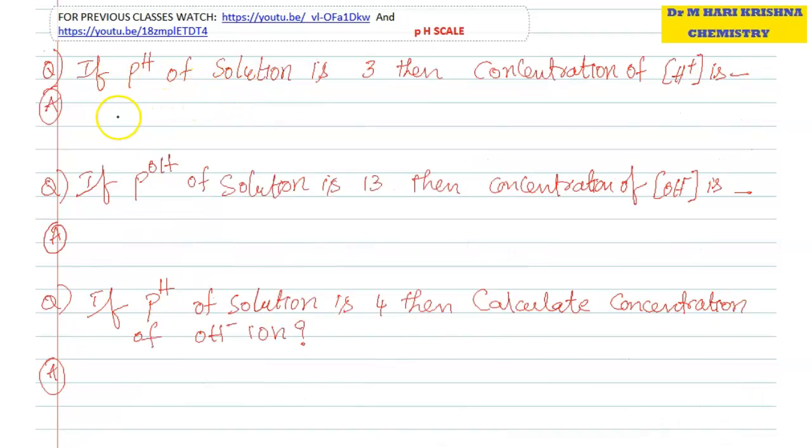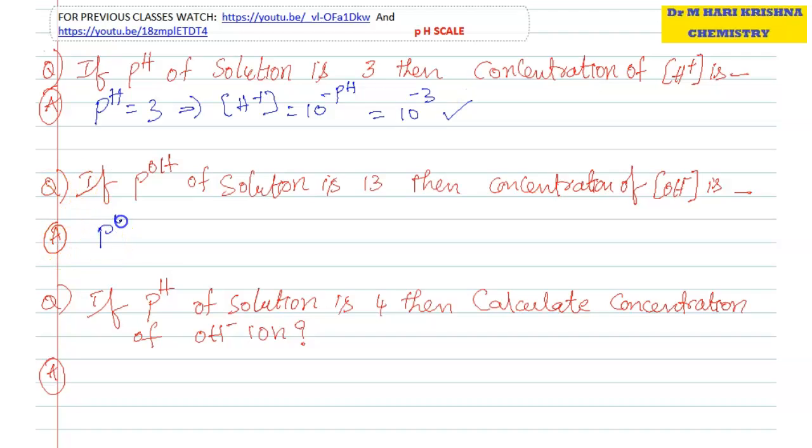If pH of solution is 3. So given data is pH is 3. Then concentration of H plus is, we know the formula, concentration of H plus equal to 10 power minus pH. So substitute the value in that formula. So answer is 10 power minus 3.